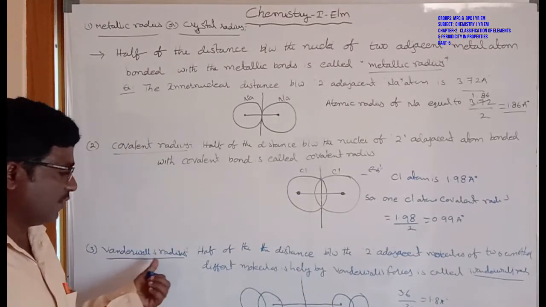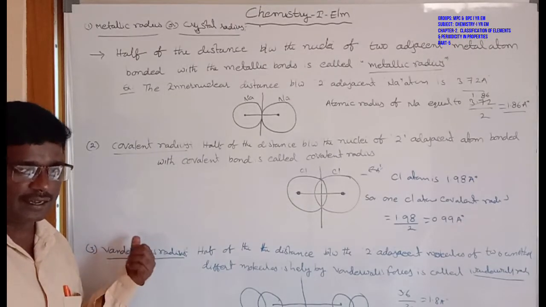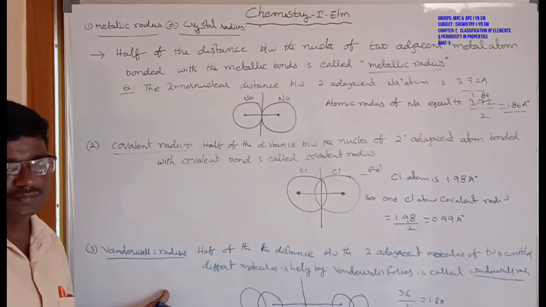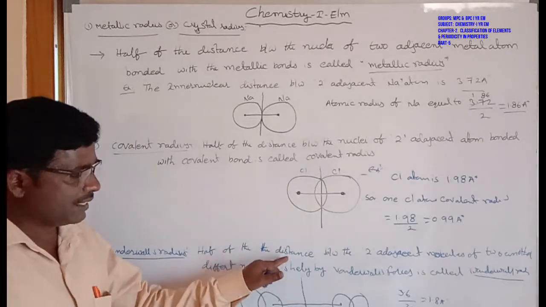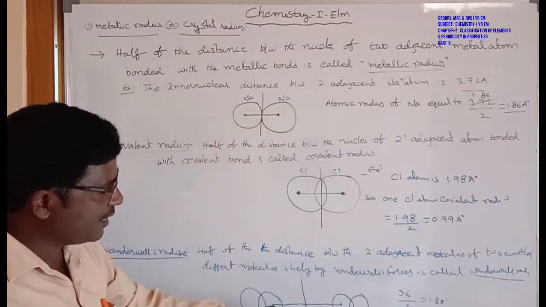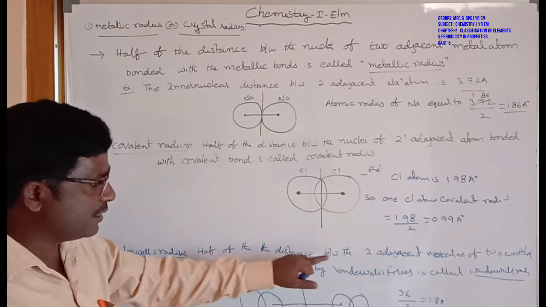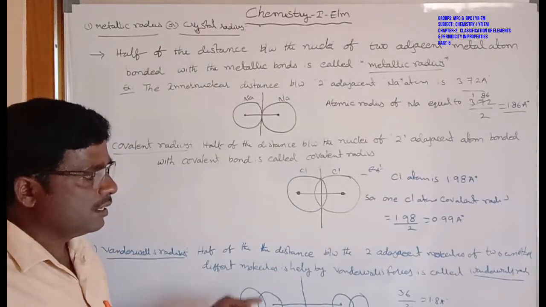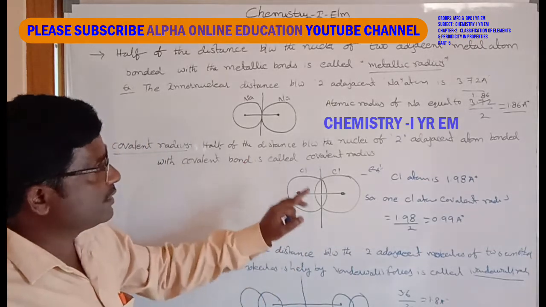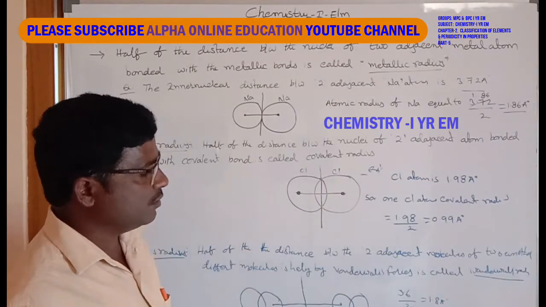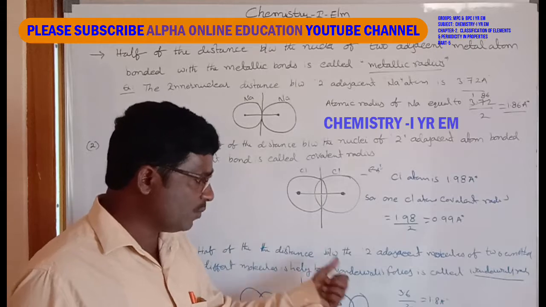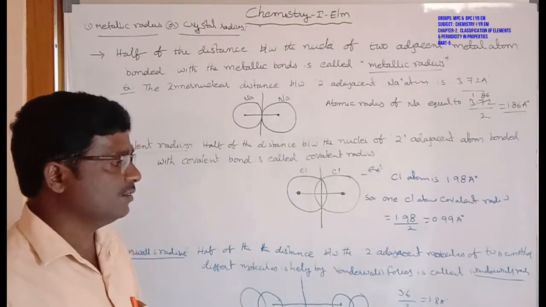Next, the third one, van der Waals radius. The first one is the metallic or crystal radius, the second one is the covalent radius, and the third one is the van der Waals radius. Here it is half of the distance between two adjacent molecules, not two adjacent atoms. Half of the distance between two adjacent molecules held together by van der Waals forces is called van der Waals radius.